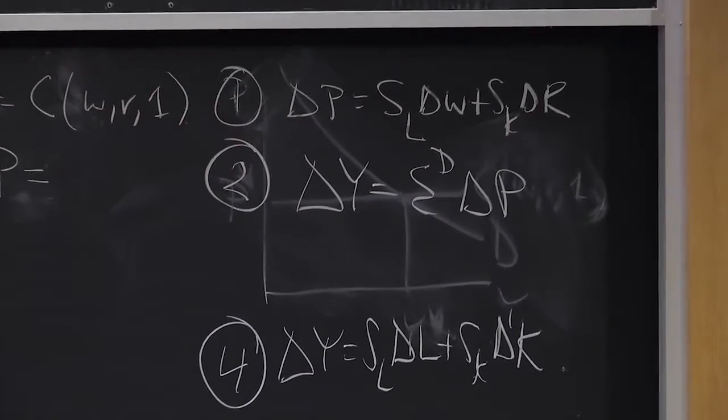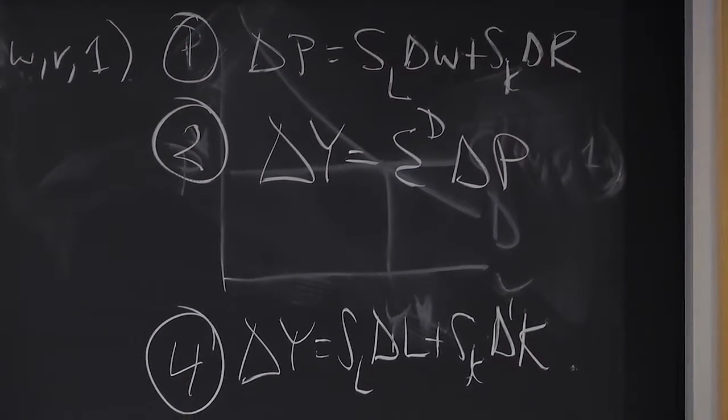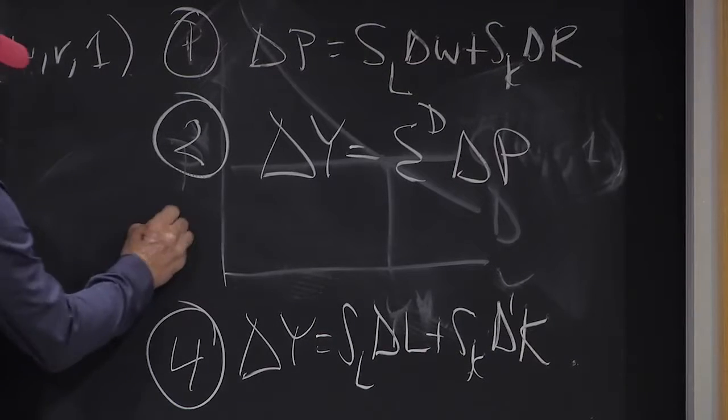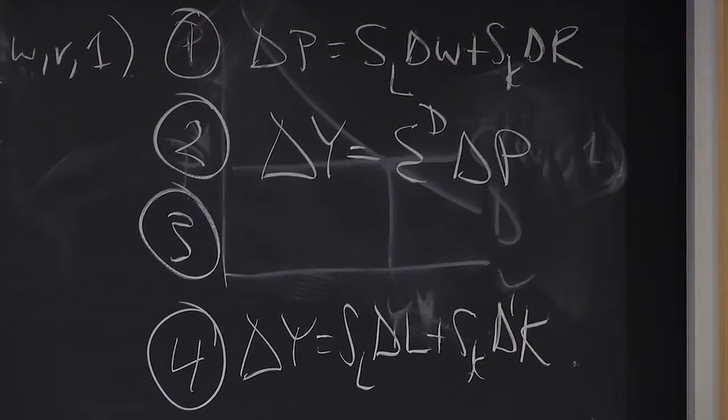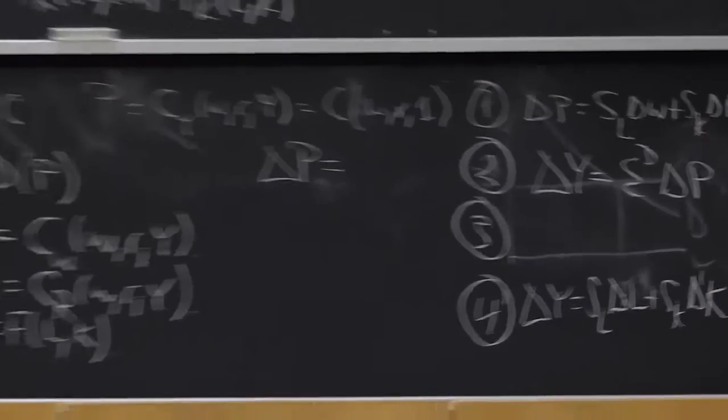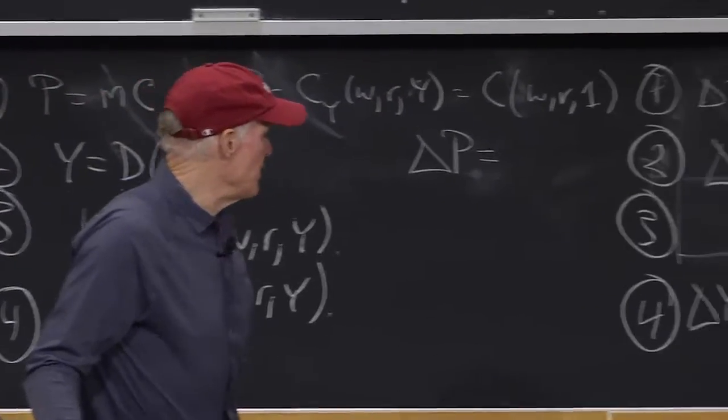So I've gone a long ways to describing my equilibrium. I just need one more equation that'll satisfy equation 3. What's missing so far? What ingredient? You should be able to guess what's missing. What's the piece that I haven't described yet?